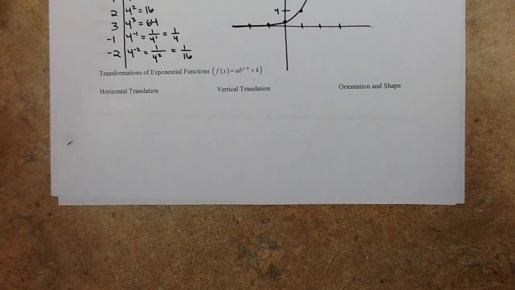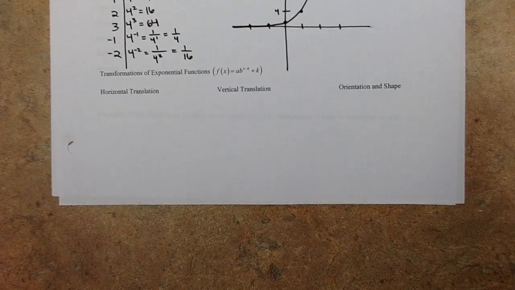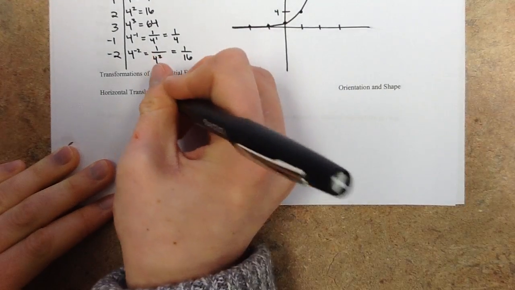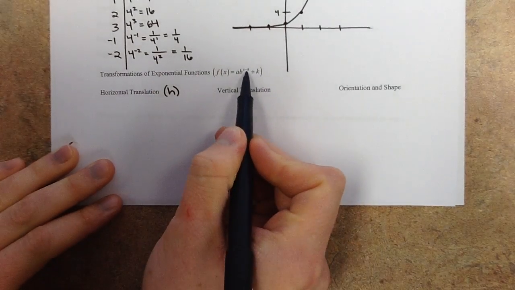All right, we're familiar with transformations by now. We've got horizontal translations, vertical translations, up, down, left, right, and then orientation and shape means, does it get flipped? Is it stretched? Is it compressed? Okay, so let's talk about some of these. So a horizontal translation is based on h. Okay, so h is whatever number you have here.